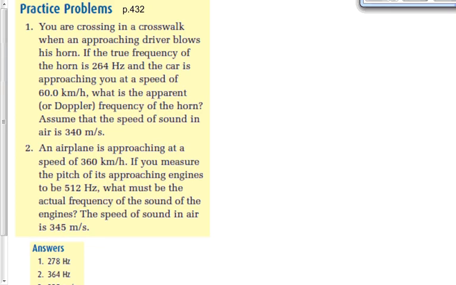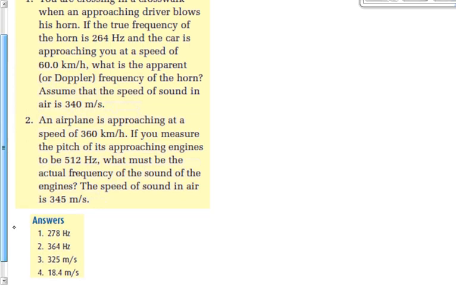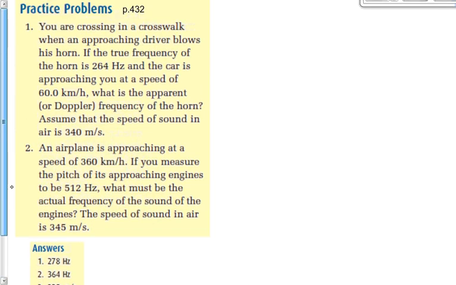Okay, let's have a look at the practice problems on 432. Notice there's 4 answers here. I've only given you the first 2 questions, so if you're looking in your book for this as opposed to up on the board, don't do the last 2. Just do the first 2 questions, okay? All right, everyone, let's take a look at question number 2. It says, an airplane is approaching you at a speed of 360 kilometers per hour. I'm going to circle that kilometers per hour. So regardless of what variable that is, I know I'm going to want to convert that to meters per second.